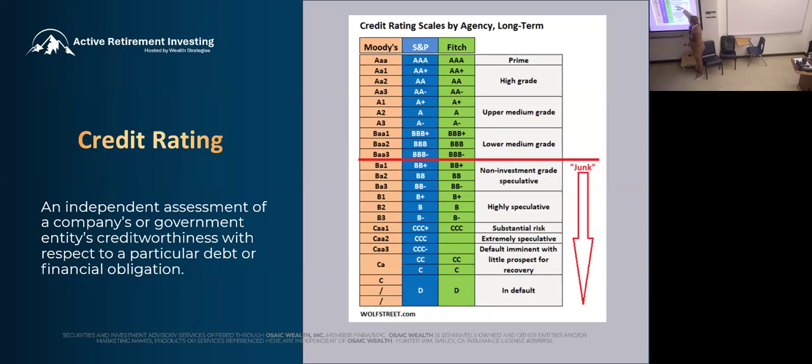Everything below this line, so double Bs all the way down to D, which is in default. I would prefer to avoid bonds that are currently defaulting. All of this is considered junk, or as I like to call them, high yield, because they have to pay much higher interest rates for people to loan them money. For the most part, high yield bonds actually compensate you for that risk really well, especially if you're diversified across investments. So they are worthwhile to check out if you want to increase your income by a little bit. Just understand what the risks are there.